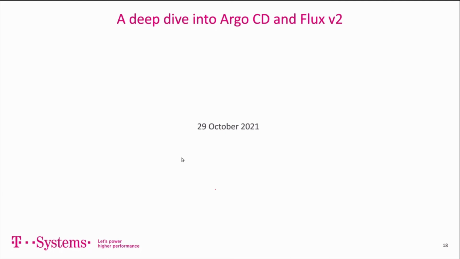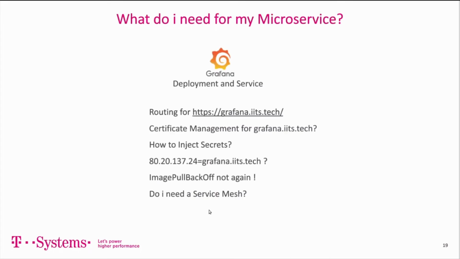But this time I wanted to talk a little bit more about what I need for my microservice. For example, you have now a Grafana deployment, and you have your service, and you're like, cool, now I would like to have it deployed somewhere in my infrastructure. Maybe I already have ArgoCD with GitOps, so I just commit and push, and it goes to my cluster. But you need a little bit more around that.